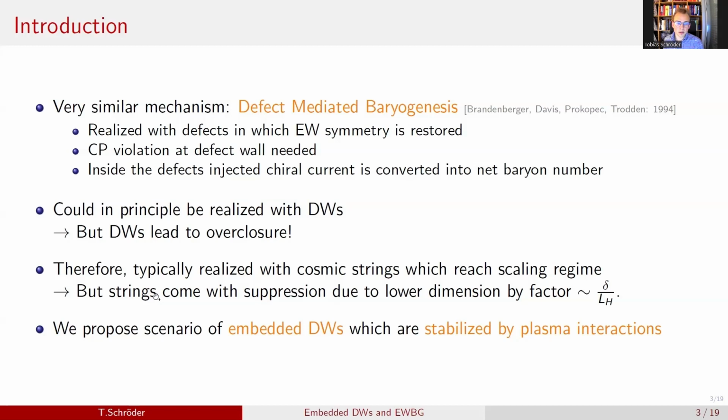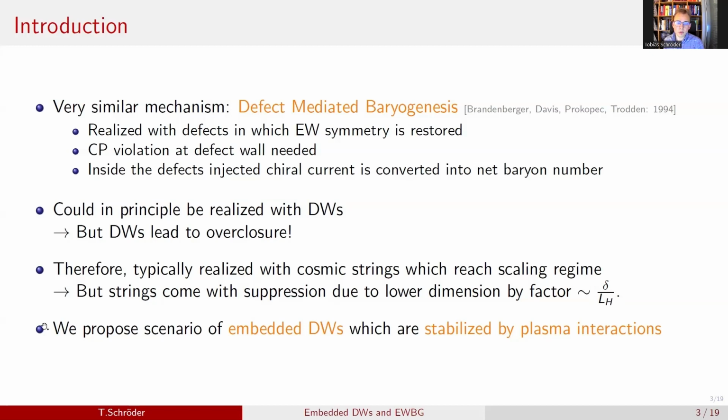If we assume that in both scenarios, either with strings or with domain walls, we have roughly the same number of defects per Hubble volume, then the baryon to entropy ratio produced in the string scenario will be suppressed by a factor of the string width divided by the Hubble length in comparison to the domain wall scenario.